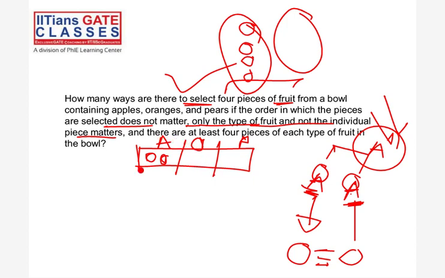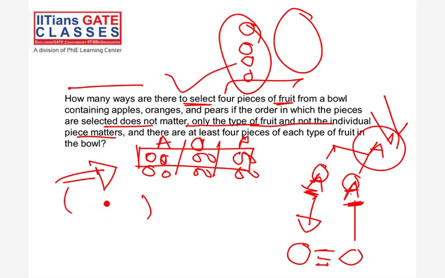So basically, you go to this market, and here he is saying that there are at least four apples. So maybe more than four are available. Similarly, at least four oranges are here, and similarly, at least four pears are here. And now you have gone to this market and you want to select four pieces of fruit. In how many ways can you select four pieces?